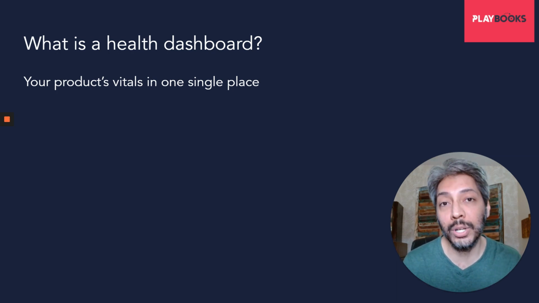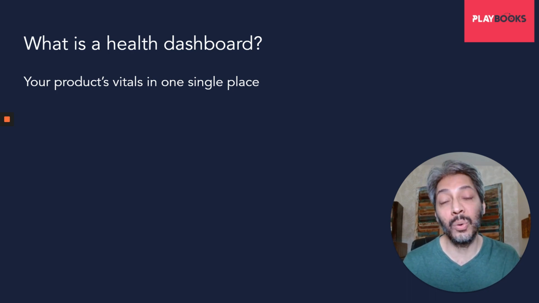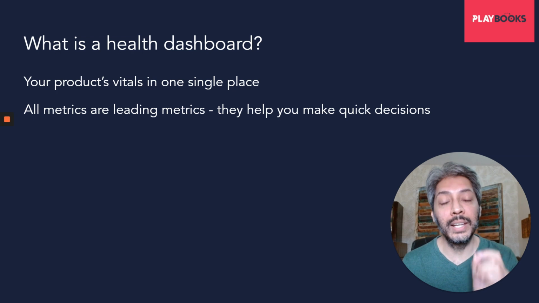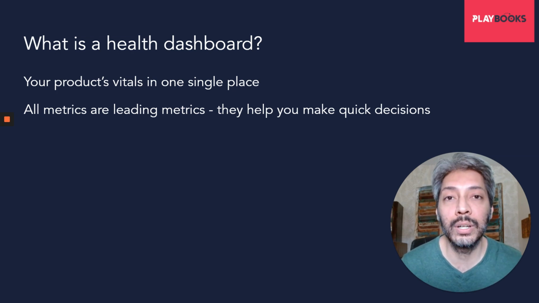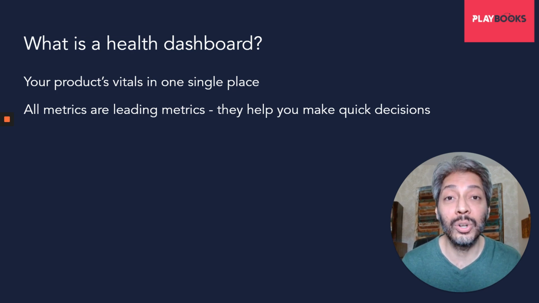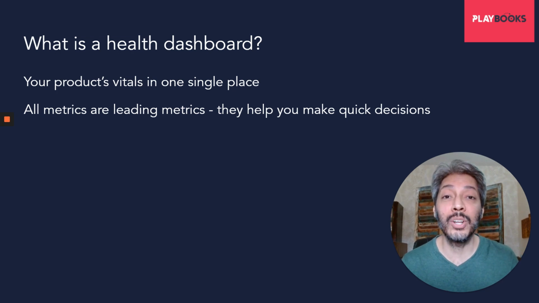What are the most important metrics which tell you that there is a sign of life, which tell you that things are going well or if things are not going well, right? So all metrics are leading metrics, which means they help you make quick decisions. Leading versus lagging metrics is a very important subject to understand. Leading metrics are metrics which happen immediately as a result of something that you've done in a product.